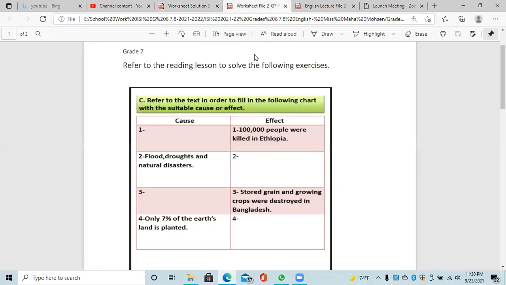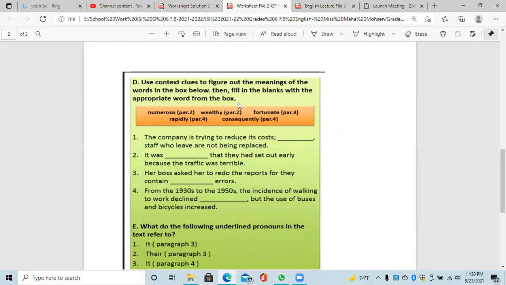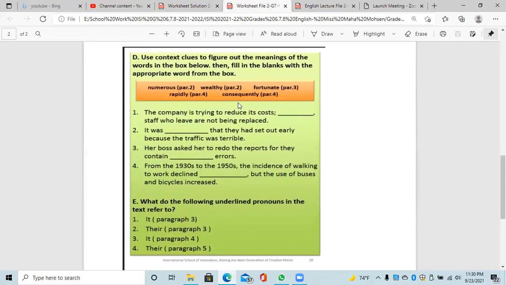Let's look at the second part, which is part D, the context clues. You have to use the context clues to figure out the meanings of the words in the below box. Then fill in the blanks with the appropriate word from the box. So here you have these words, and you have to understand these words from the context clues. After understanding these words, you will be able to add them or use them in a sentence.